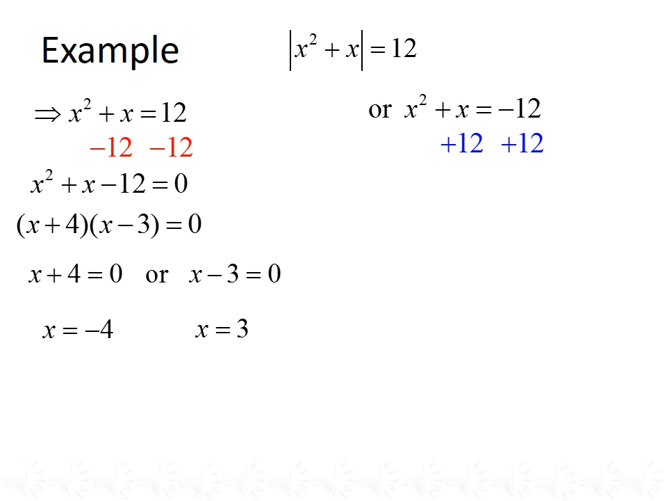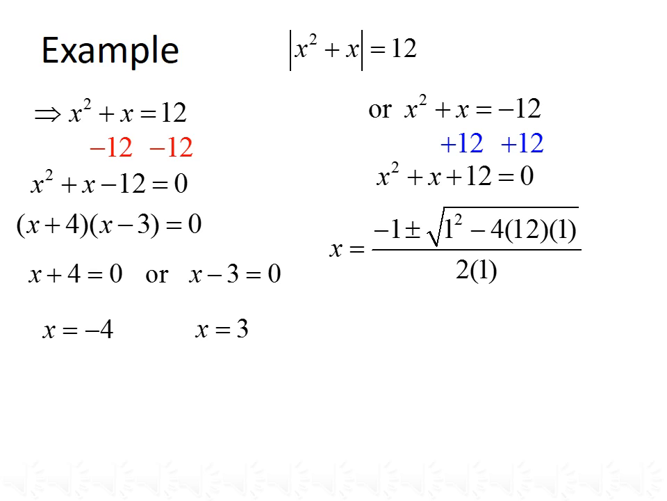Now let's look at x squared plus x equals negative 12. Again, we want to get everything on the same side of the equation, so we'll add 12 to both sides of the equation, which gives us x squared plus x plus 12 equals 0. Now, this equation we can't factor, so we're going to use the quadratic formula. Our a value is 1, the b value is 1, and the c value is 12. So if we plug those into the quadratic formula, we'll get x equals negative 1 plus or minus the square root of 1 squared minus 4 times 12 times 1, all over 2 times 1.